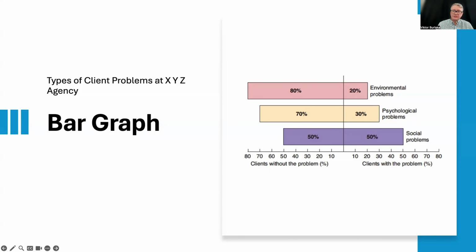For example, if we see that social problems are the most common, we might decide to allocate more resources to address those issues. Bar graphs make it easy to compare different categories and see where the biggest needs lie, which is crucial in social work for effective service planning.